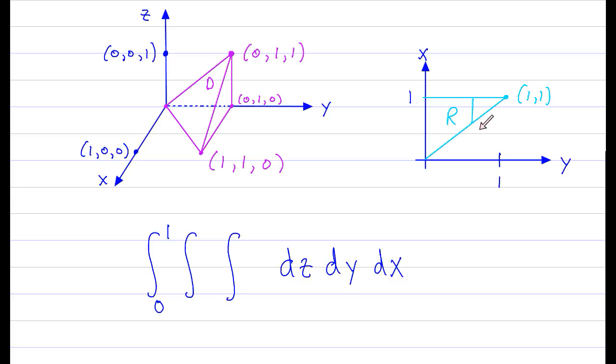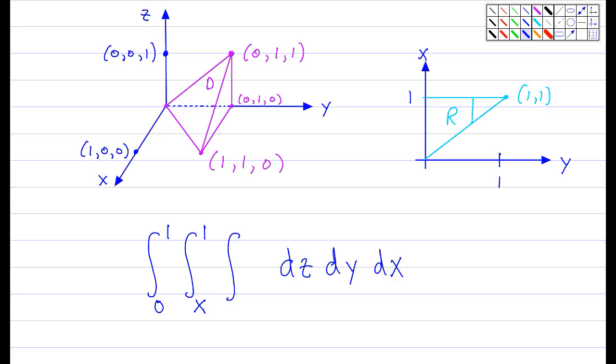For any given x value, such as the one this vertical stripe is at, y goes from this line up to this number 1. This line is the line y equals x. So my bounds for the y variable are going to be from x to 1. So we just did the bounds for our region R, the shadow of this tetrahedron in the xy plane.